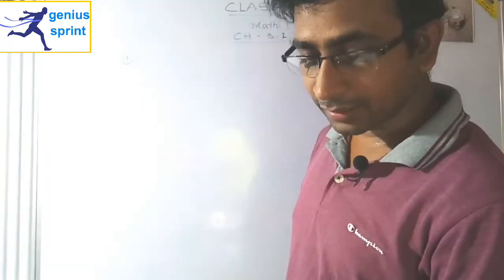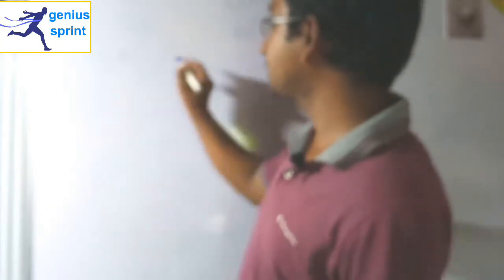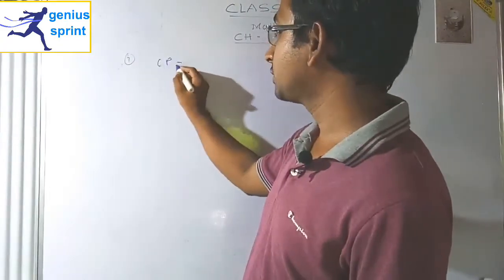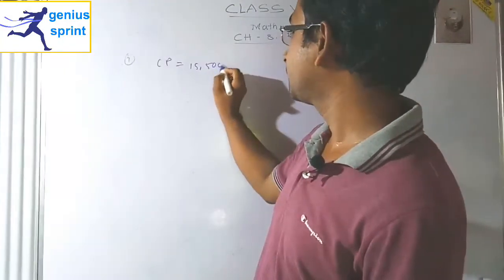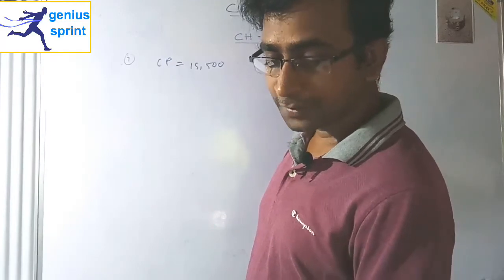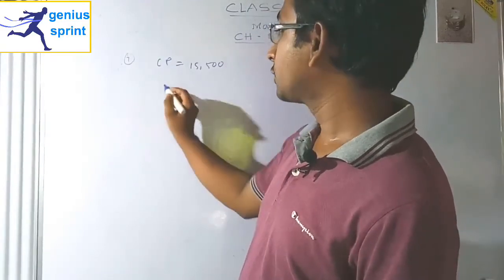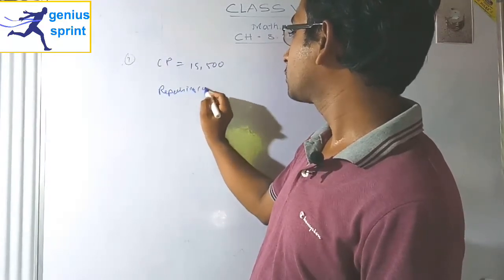The cost of an article was rupees 15,500. Cost of an article, that means CP, cost price, was how much? 15,500. Fine. Rupees 450 were spent on its repair. Okay, repair cost. Repairing cost.